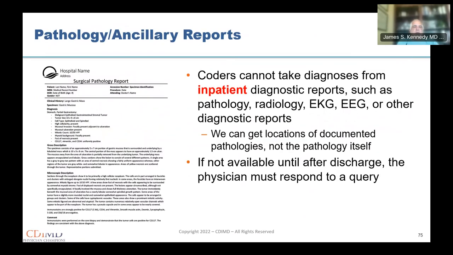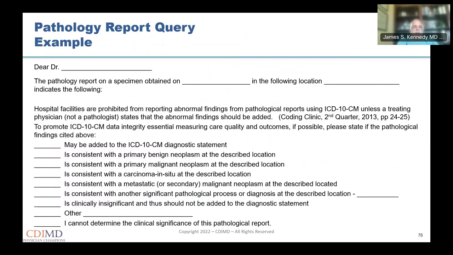So this is a predicament of path reports. We can't get these from them, and we would need to render a query. Now, what I'm showing you is a query example that could perhaps be rendered that goes with that practice brief. It says, dear doctor, this path report shows X, yes, I agree with it. Or if the doctor doesn't agree with it, he can say it's a benign neoplasm, a malignant neoplasm, something of that nature. But these are the sorts of communications that you will have to be rendering.